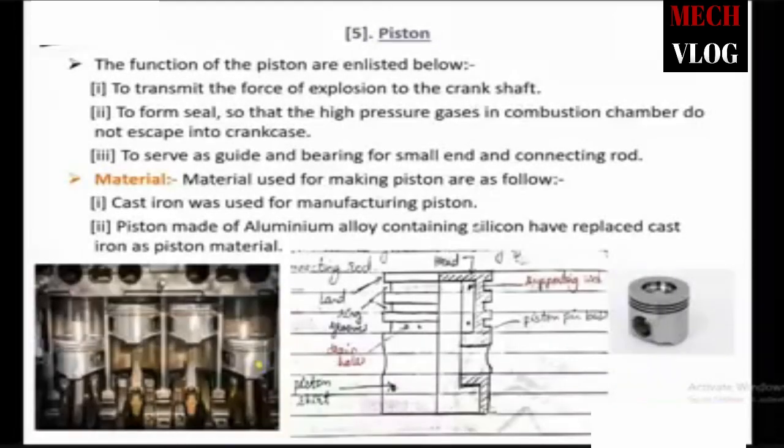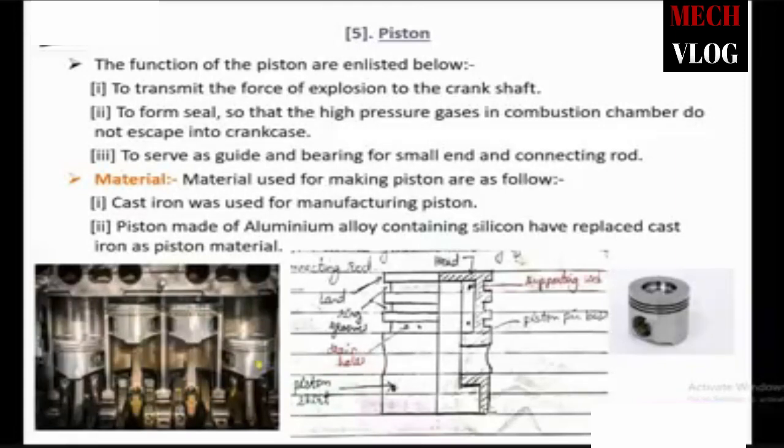So, to transmit the force of explosion to the crankshaft: in the cylinder, in the combustion chamber, there is only up and down motion, that is the reciprocation motion. We need to convert that reciprocation movement into rotary motion using the crankshaft, so we use the connecting rod. With the help of the connecting rod, we can convert the reciprocation movement into corresponding rotary motion. So the function of the piston is to transmit the reciprocation movement into rotary motion in the crankshaft.